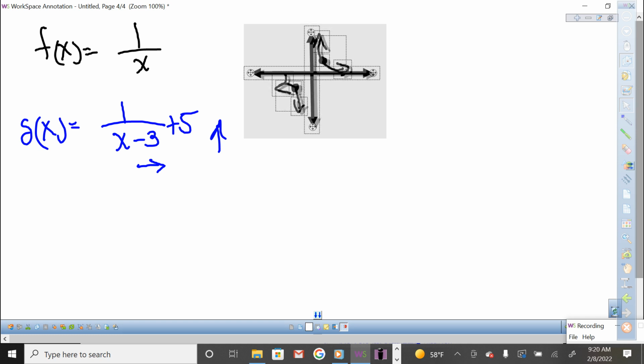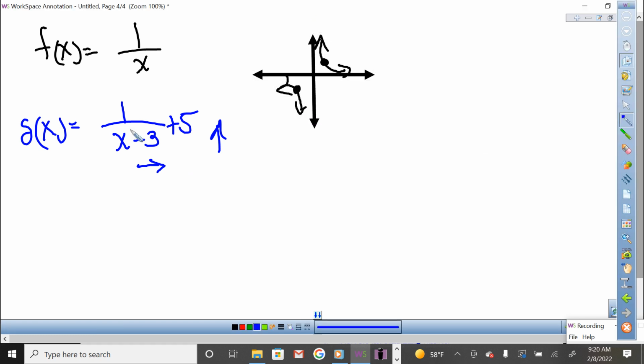Yes? And that's why, if you can tell, this is our x asymptote, which is 3, and this is our y asymptote, which is 5. It's still going to move to that spot. Okay, so far so good. What if I gave you this?